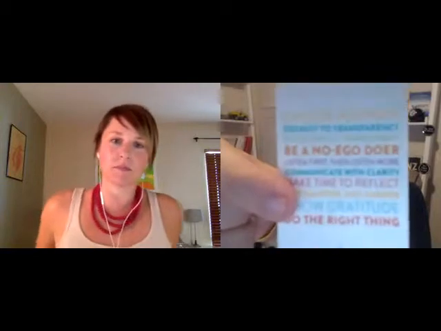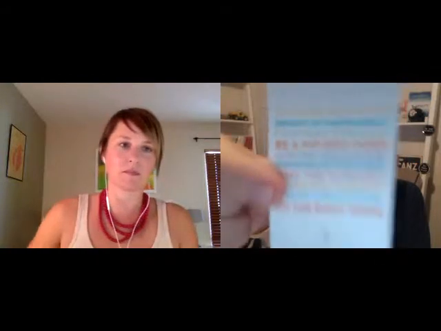And this is for those that don't know about the values at Buffer. So these are the values at Buffer. I don't know if you guys can read them. I'll put a link to it. Actually, it's in a couple of my blog posts. The values of Buffer are: choose positivity, default to transparency, focus on self-improvement, be a no ego doer, listen first, then listen more. I know, Rachel, that's your favorite one. Yep. Communicate with clarity, one that I'm trying to improve on. Make time to reflect, live smarter, not harder, which was one that I had blown up on my board. Show gratitude and do the right thing. So this is one of their swag items that they had sent out.